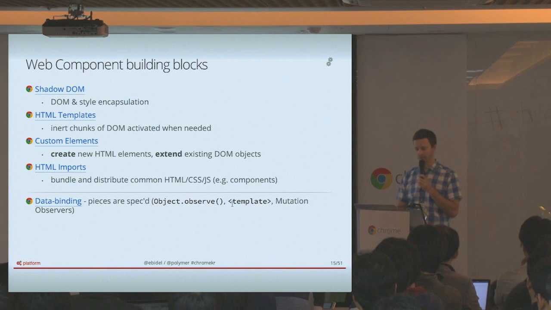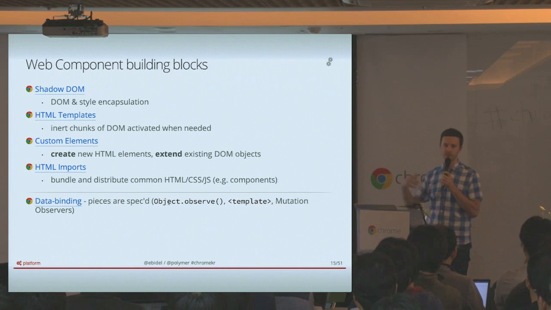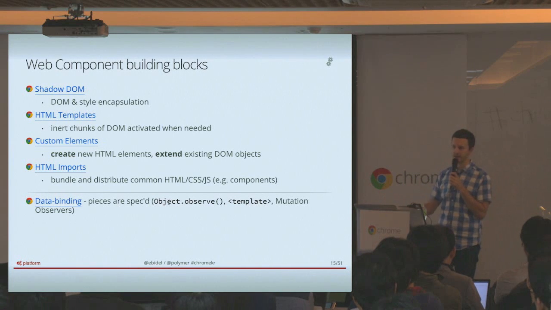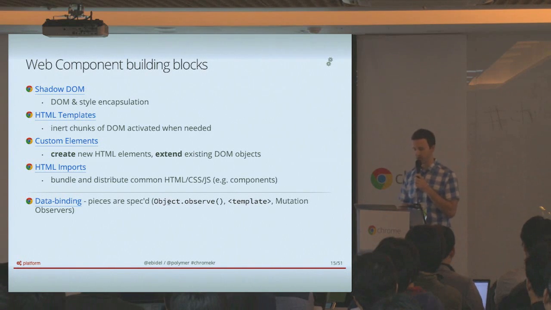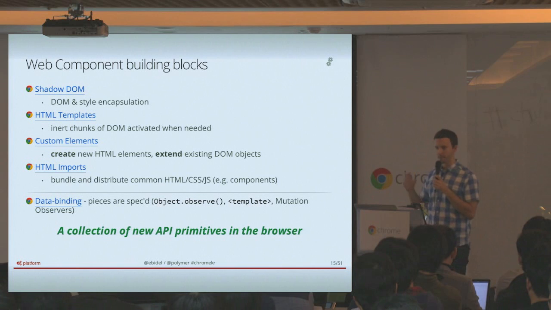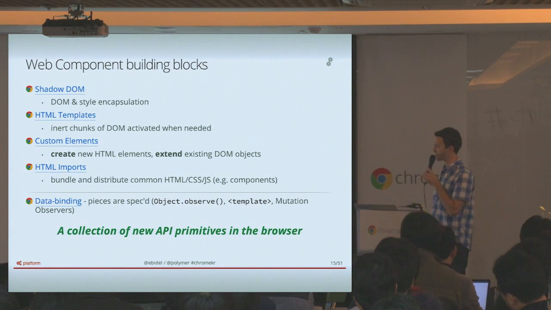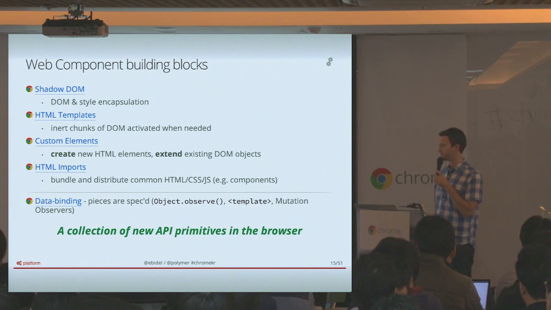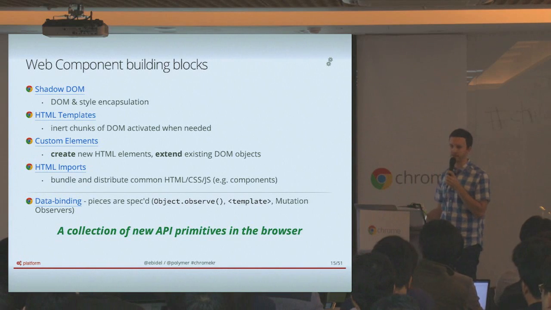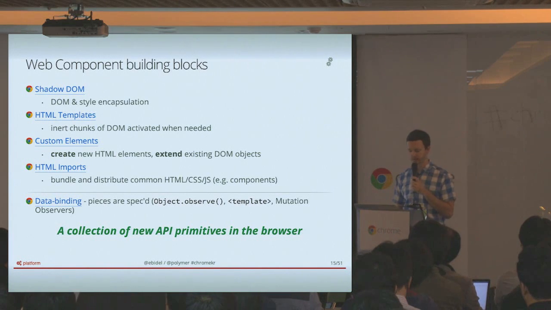Template is an example, being able to stamp out dynamic markup. And mutation observers are sort of the equivalent of Object.observe in the DOM, so you can make modifications when the DOM has actually changed. If somebody removes a node, you can get a notification for that. So all in all, a bunch of new APIs. I'm not going to talk about these in any detail today. I'm going to talk more at a high level at the Polymer level. But essentially, they're a collection of new APIs that you as web developers can play with.